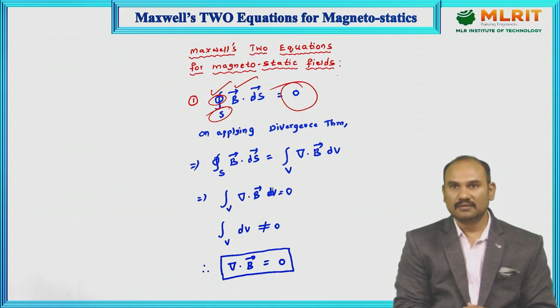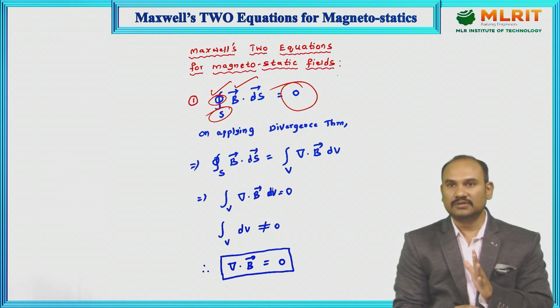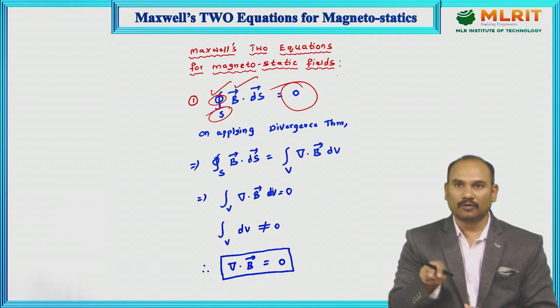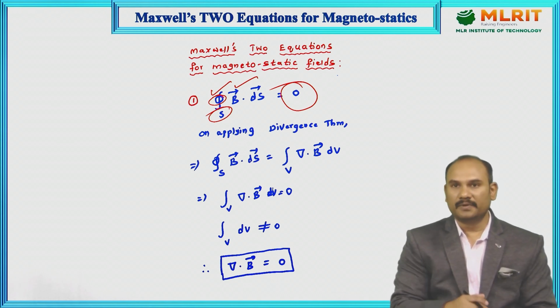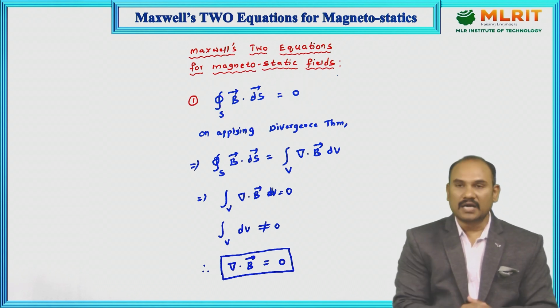What is the reason? The reason is simple and straightforward. Unlike electric lines of force, magnetic lines of force do not diverge. Electric lines of force diverge. Magnetic lines of force do not diverge. They form a closed loop, which we have seen in the earlier discussions. So the mathematical representation is the closed surface integral of B dot ds equal to 0. Now this is the starting point.